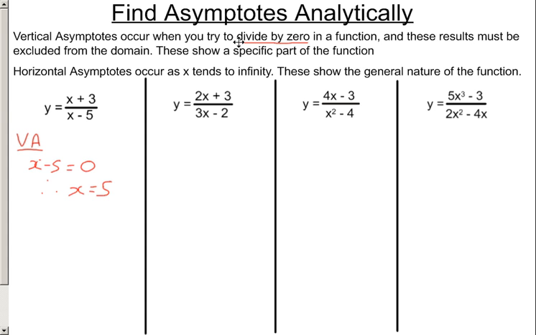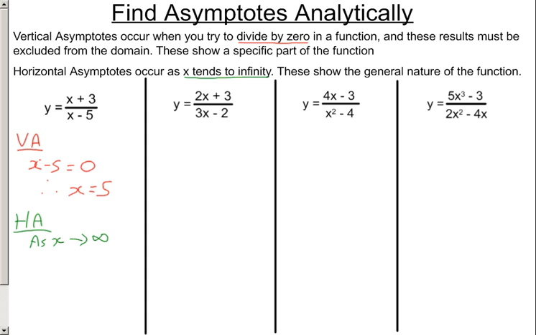So the vertical asymptote here occurs when x is equal to 5. The horizontal asymptote occurs as x tends to infinity. Now this is a difficult concept to understand sometimes. What happens as x gets really, really, really big? And that's all we have to do to find the horizontal asymptote. So let's consider this example. What happens as x gets really big? Well, as x, we write this as a little arrow, that means tends to infinity, gets closer and closer to infinity. Obviously it can't actually equal infinity, but it can get closer and closer to infinity.